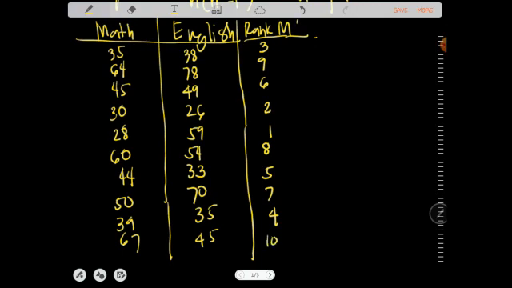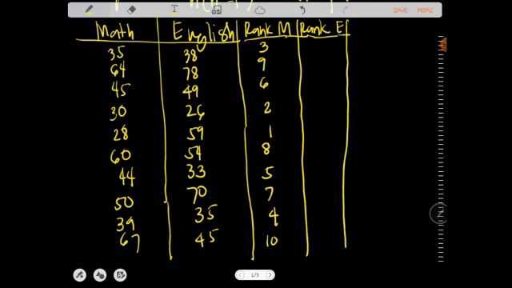Okay? Then add another column for the rank of the English score. I will label it Rank E. Just like what we did earlier. So this is the lowest, then 33, then 35, then 38, then 45, then 49, then 54.